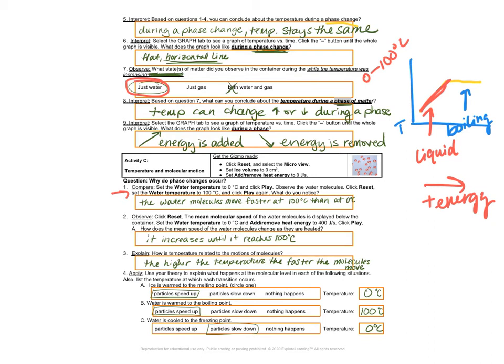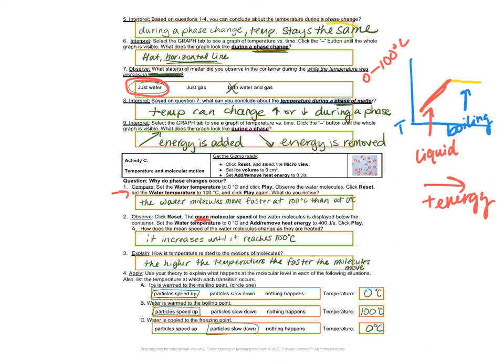So if you weren't able to see that, I want you to go back and look at it again and watch them at 0 and watch them at 100, and you'll notice that they do move faster at 100 than they did at 0, if you were struggling with what we were looking for there. Click reset. I think it actually says average in the Gizmo now. Maybe it used to say mean, but mean means average. So the average molecular speed of the molecules is displayed below the container, kind of like to the bottom left.